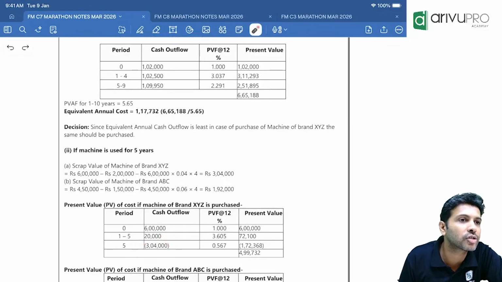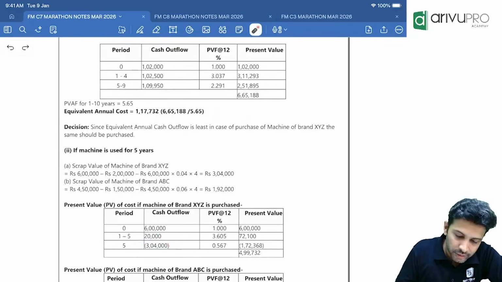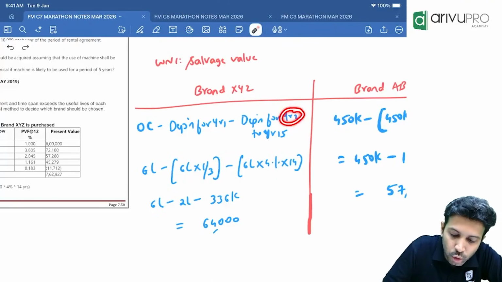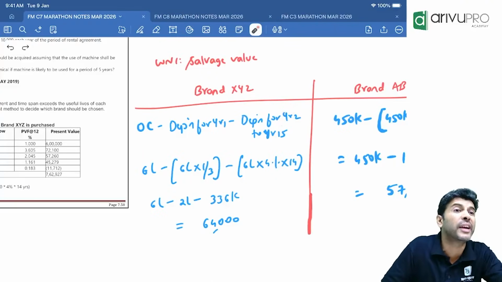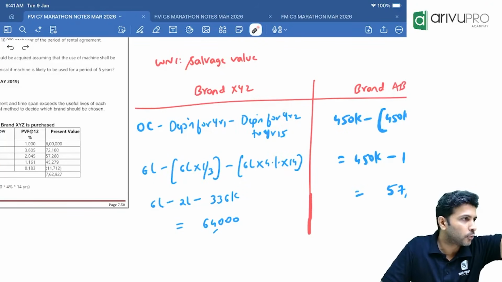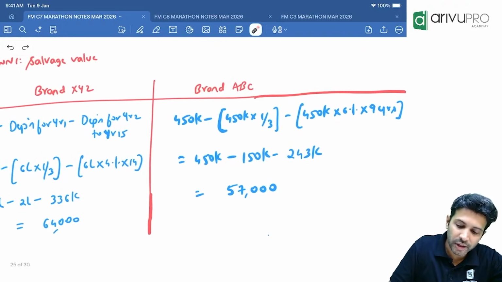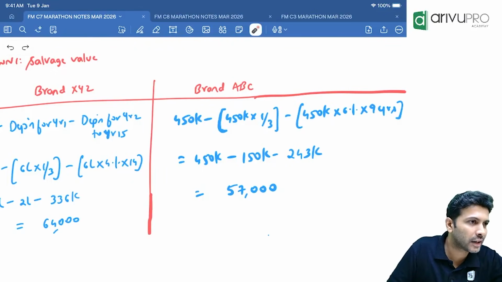Anybody needs help in that or sorted? Pakka, no. In fact, here you will take depreciation from year 2 to year 15, or year 2 to year 5. Year 2, year 3, year 4, year 5. So you will multiply by 14 years or 4 years? 4 years. That's all. That's the only change. Okay, here also same thing. You will multiply not by 9 years but by 4 years. The rest of the calculation is the same. I hope I don't have to show that.